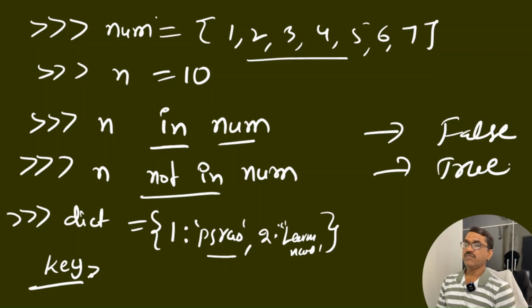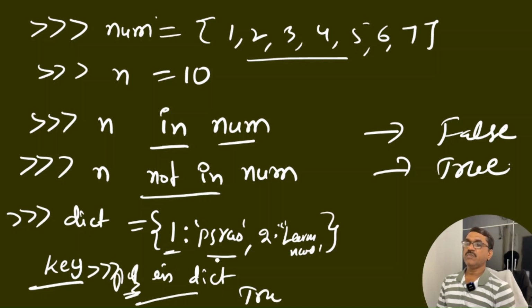See, for example, if I write 1 in dict, is 1 there, right? 1 is there. In this case, it returns true. But you can't search PS raw in the dictionary. Why? Because it is only the value of the key. You have to search for a member, only a key member, in the dictionary. This is how the membership operators in as well as not in function, right? Next, we are going to see the identity operators.